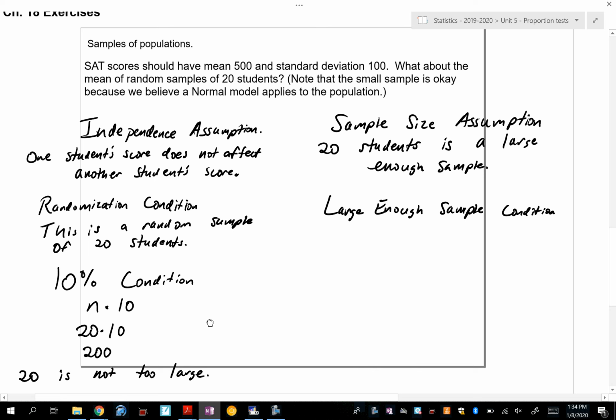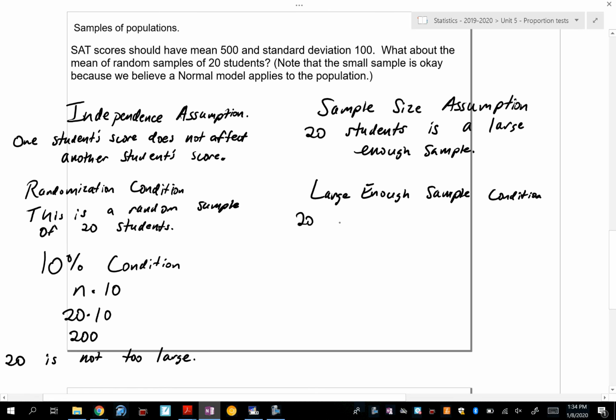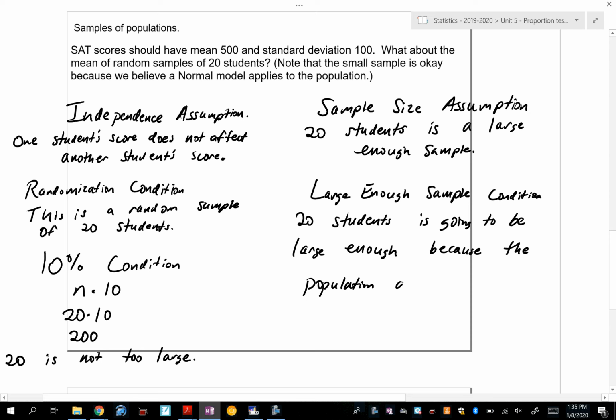Okay? Now, I'm going to try to sum that up in a sentence. 20 students is going to be large enough because the population distribution is unimodal and symmetric.